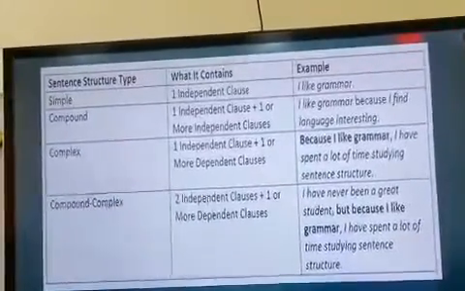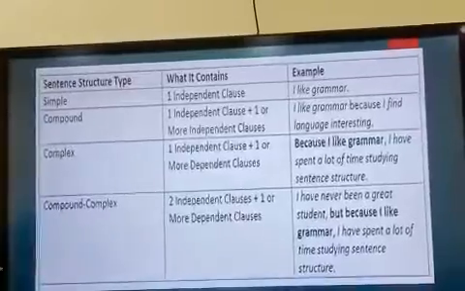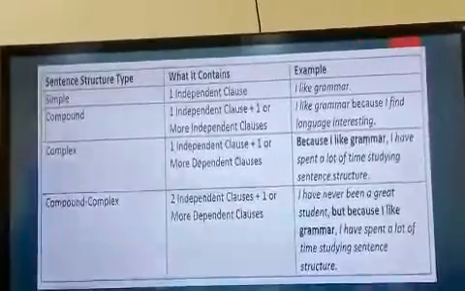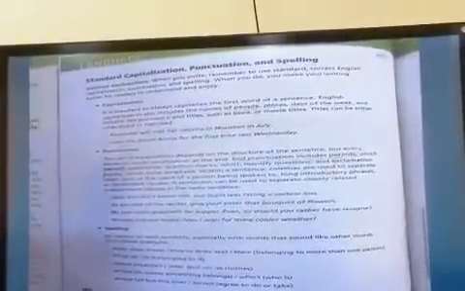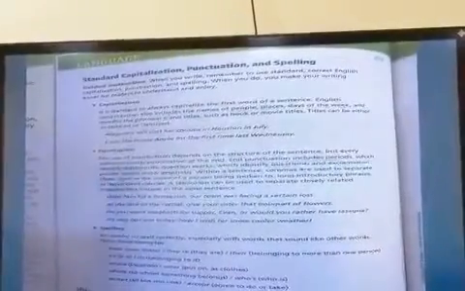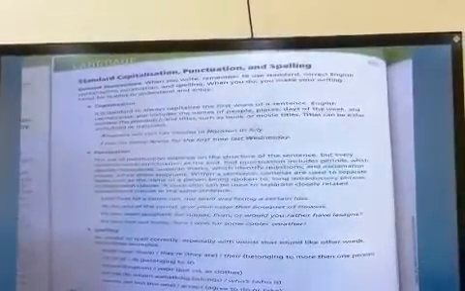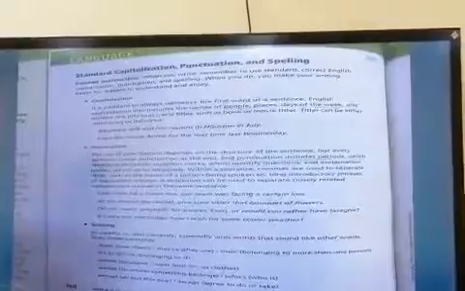How many independent and dependent clauses does it have? And you have the examples. Here we are going to talk about the capitalization, punctuation, and spelling. Actually, for capitalization, there are rules.